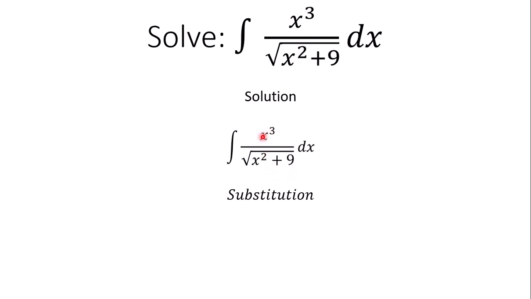Provided this x cubed could have been something like x, we could have just, after letting u be equal to x squared plus 9, differentiated and then cancelled out whatever we get after the differentiation with this one, and then we just integrate and write down our answer.